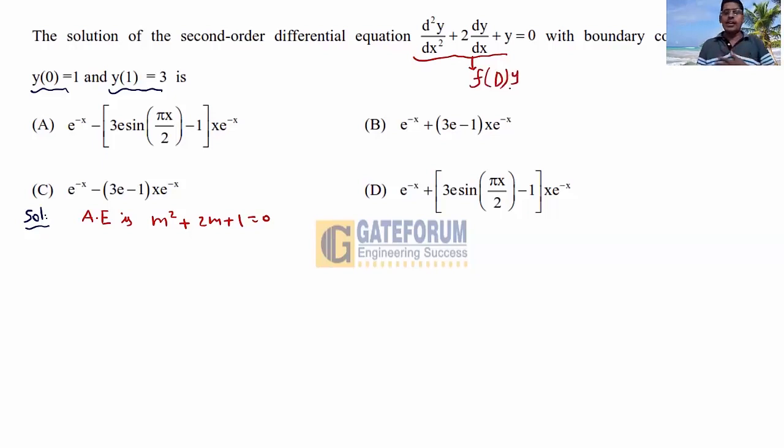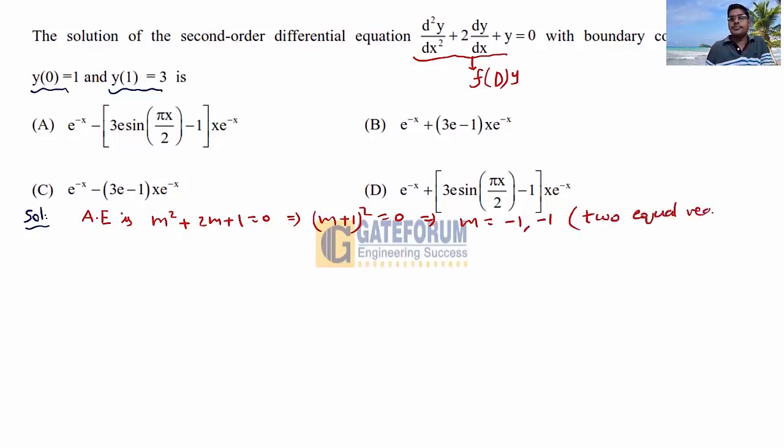Without writing the variable y, you put D equal to m, which gives an algebraic equation in m. Such an equation is called the auxiliary equation. So the roots: m plus 1 whole square equal to 0. So minus 1 is a repeated root, repeated twice, two equal real roots. This is usually denoted by such equal roots m1 comma m1.